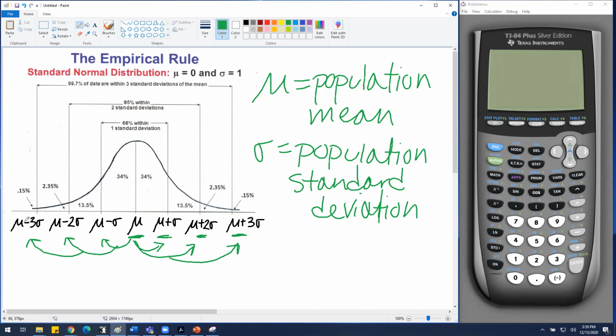And then the chart is broken down into percentages. From the center, we have 34% on either side, 13.5%, 2.35, and 0.15. Those are set percentages.